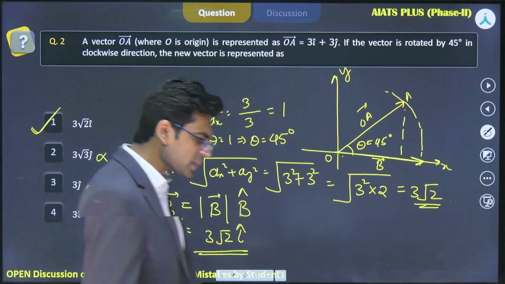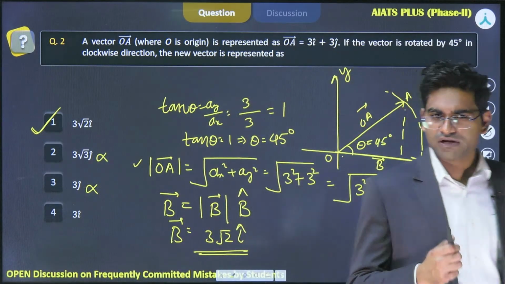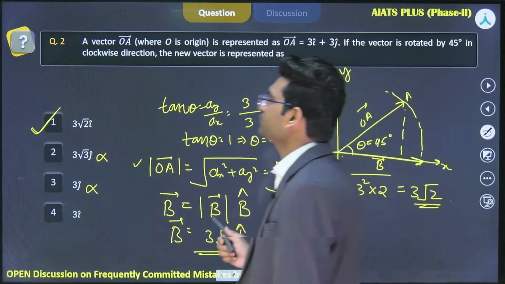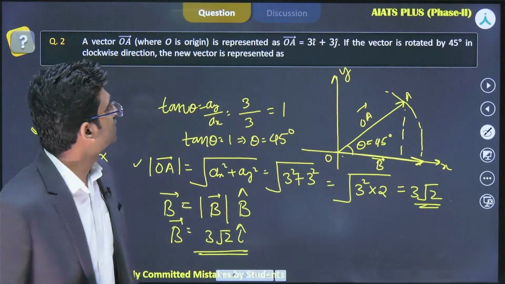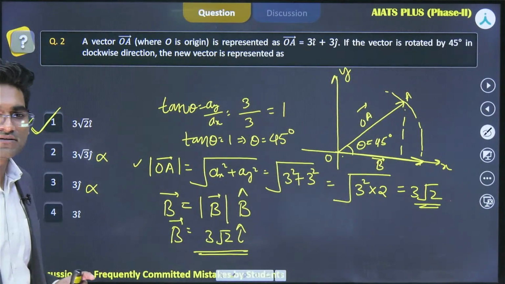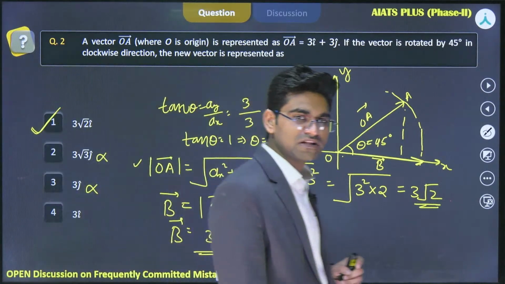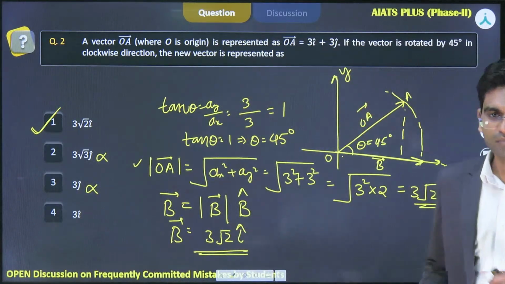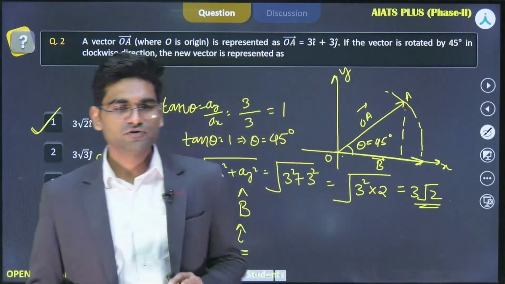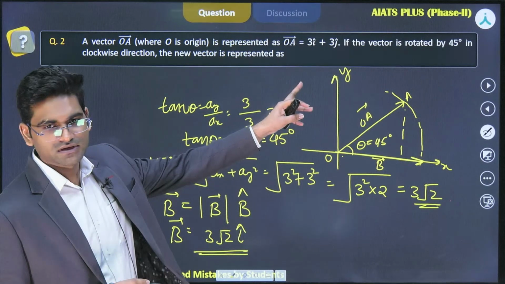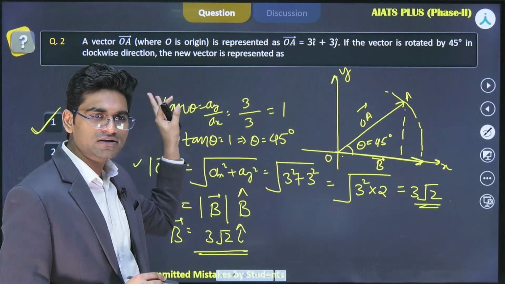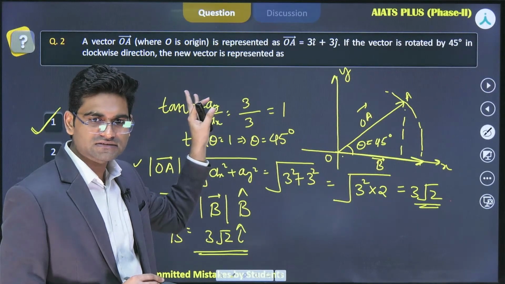Okay. Now I want to ask you one other question in this. If the question would have been that the vector is rotated by 45 degree in anti-clockwise direction, then what will happen? What will be the final answer? Tell me. The magnitude will remain the same, only the direction is changing. So the final answer would be, okay, this angle is rotated by 45 degree in anti-clockwise direction.